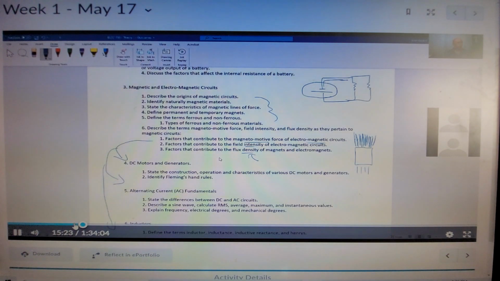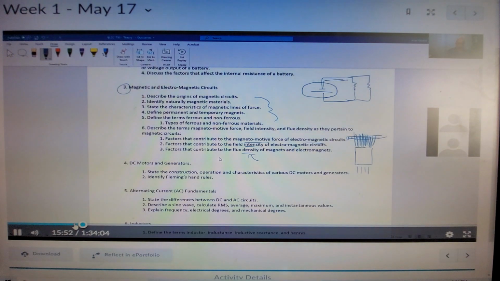So we'll talk about the types of materials, and we'll do some calculations, and figure out what happens when I take a conductor and I cut those lines of flux. Okay, we're going to induce a voltage into that conductor. And that's going to tie us into a lot of our other stuff we're going to learn about. Okay, and this will be our third section that we learn.